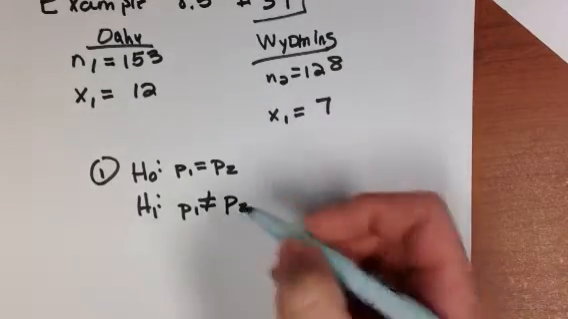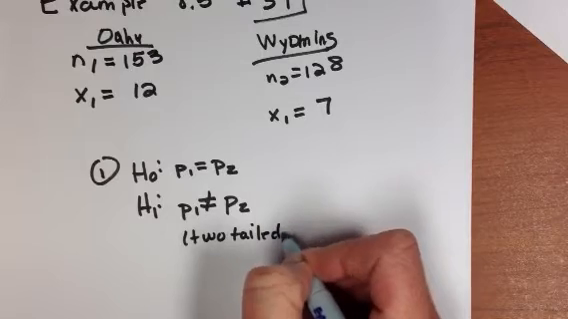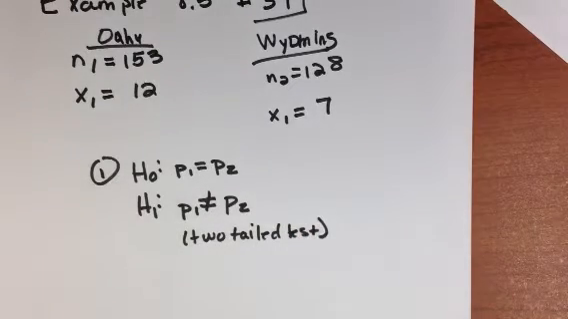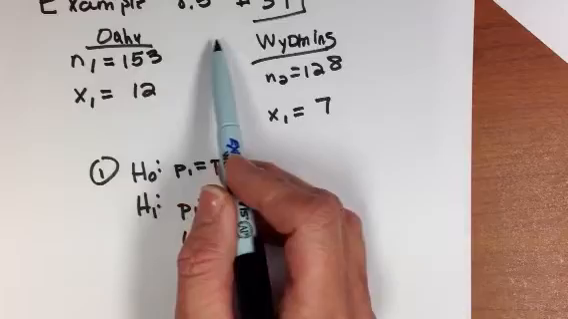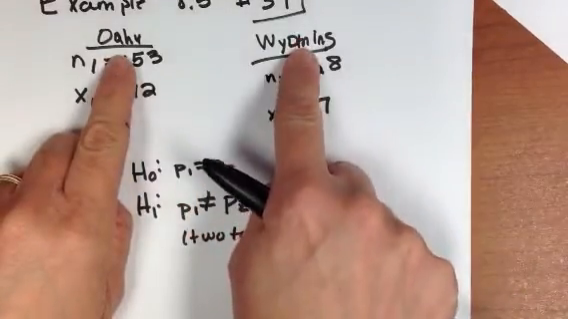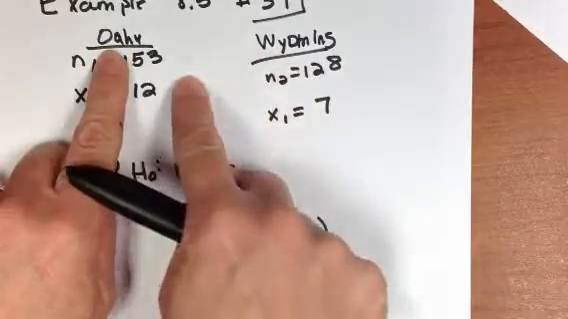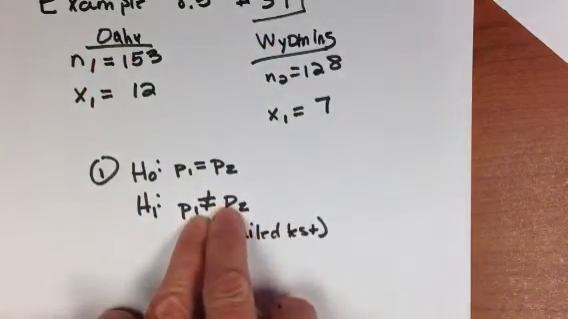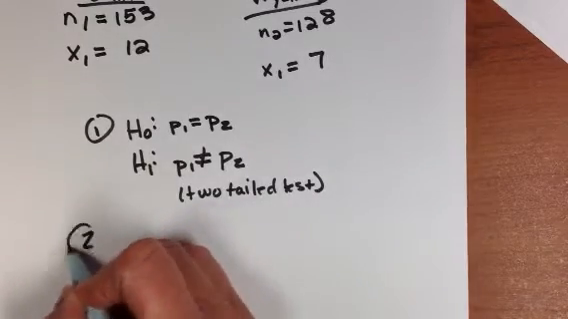So is this right-tailed, left-tailed, or two-tailed? This is a two-tailed test. Correct? So if we were asking if one was larger than the other, you want to look up here. If Wyoming was larger, it would be less than. If you're testing Oahu's larger, it would be greater than. And that can help you determine this alternative when you're dealing with right-tailed and left-tailed tests.